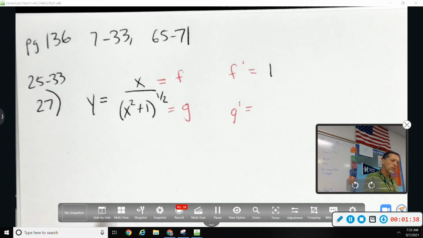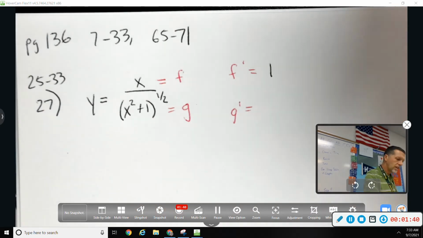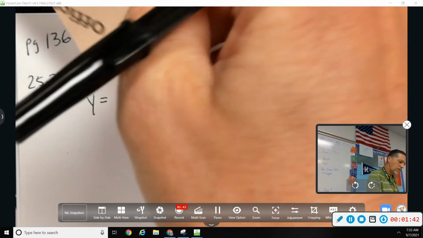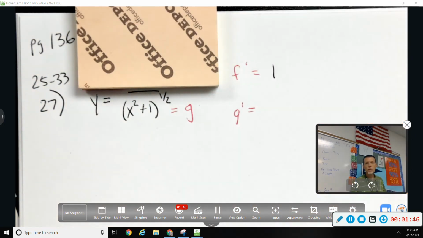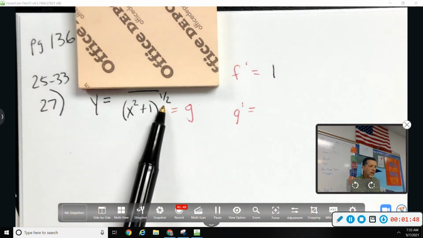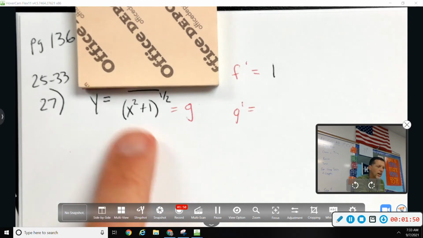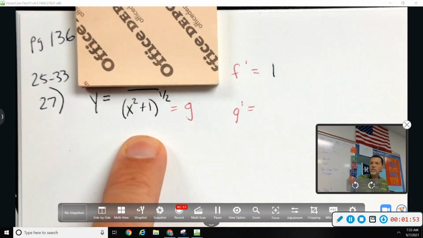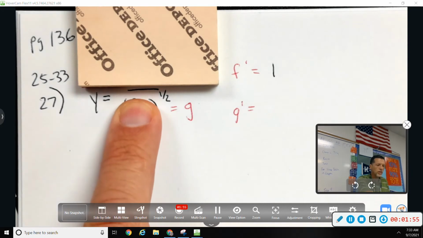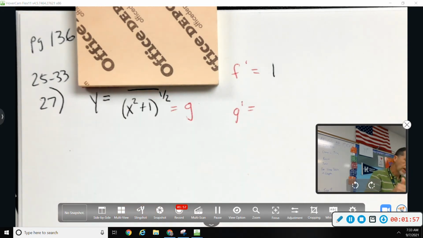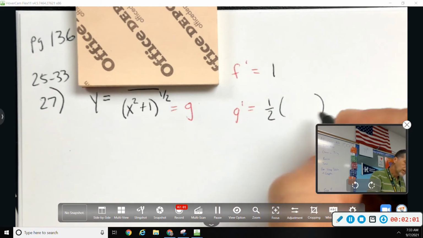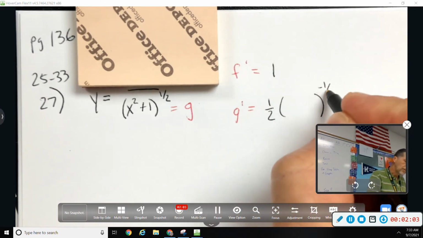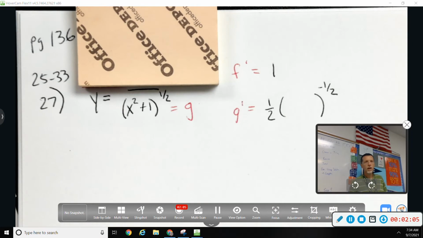Okay, so G prime, finding the derivative of just, trying to cover that up so I can only focus on one thing at a time. Derivative of the bottom is going to be a chain rule type thing, because I've got an outside piece and an inside piece. So we'll peel the layer off first. We got something to the 1/2. So that means 1/2 times the something to the negative 1/2. Right, one derivative at a time.